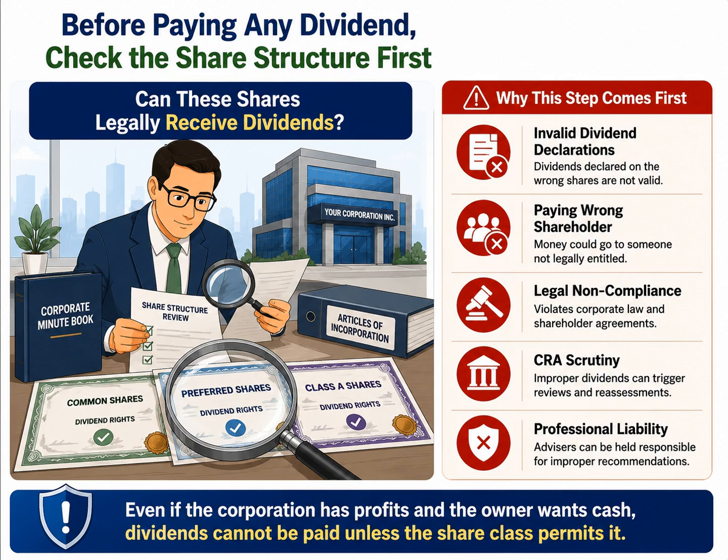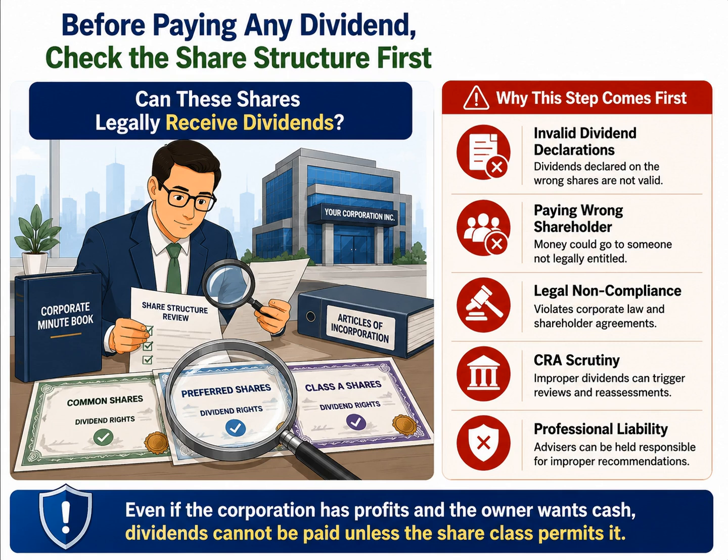To perform this review, you should examine key corporate documents such as the Articles of Incorporation, the Corporate Minute Book, share certificates, shareholder registers, and any shareholder agreements. These documents tell you who owns which shares and, more importantly, what rights those shares carry. This step is critical because not all shares have the same dividend rights. Some shares may be entitled to dividends, while others may have restrictions, limitations, or special conditions attached to them.